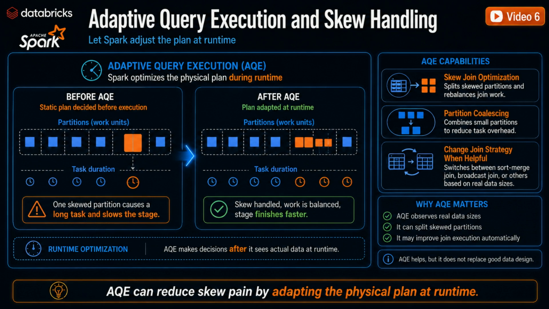It can also coalesce small partitions to reduce overhead, and in some cases, change join strategy when real data sizes make another plan better. This matters because skew is often easier to see at runtime than before execution. AQE is powerful, but it does not replace good data design. You should still understand your keys, partitioning, joins, and data distribution. AQE can reduce skew pain by adapting the physical plan at runtime.